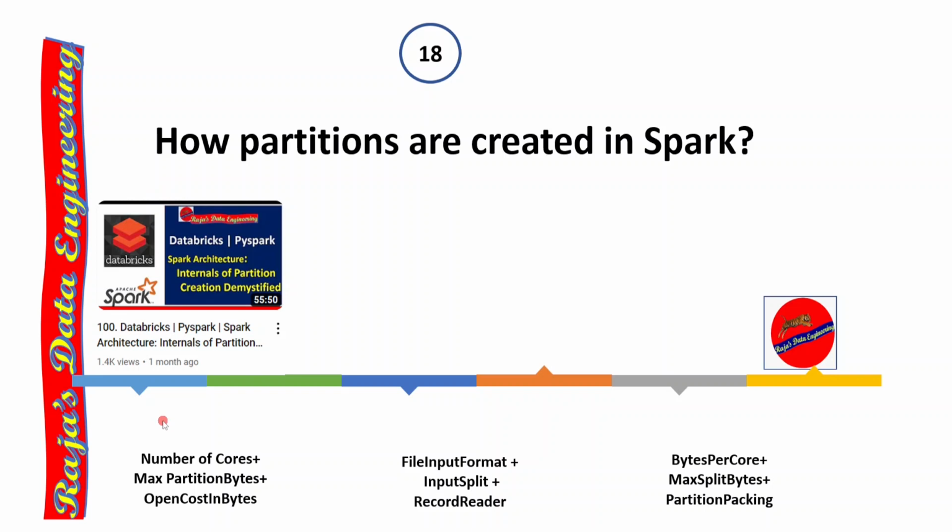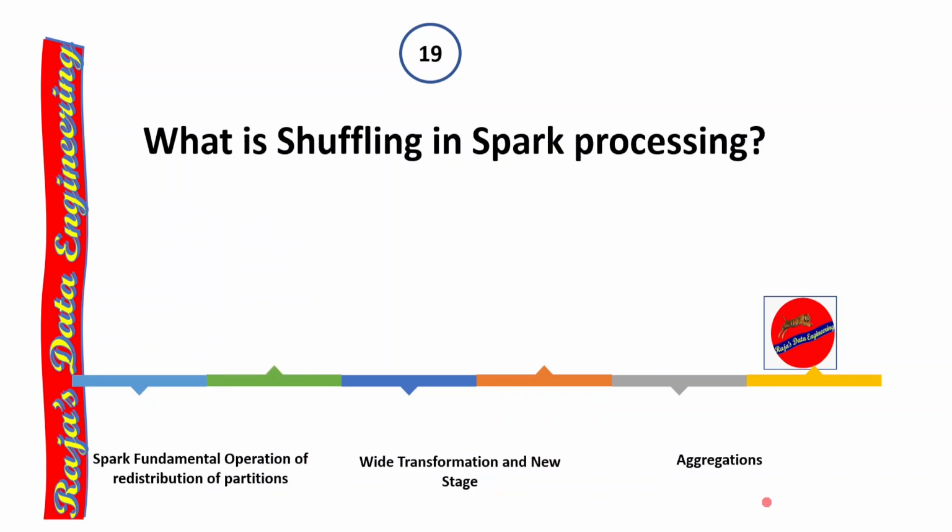So basically here we need to talk about the parameters which affect the number of partitions, like number of cores, maxPartitionBytes plus openCostInBytes. And also there are various components involved in creating the partitions, like FileInputFormat, InputSplit, RecordReader. And the Spark engine will calculate these parameters in order to create the partitions. It will calculate bytes per core, maximum split bytes. Based on that, it will logically divide the data. Then it will do the partition packing in order to create the final partitions. So we can talk about these points for this question.